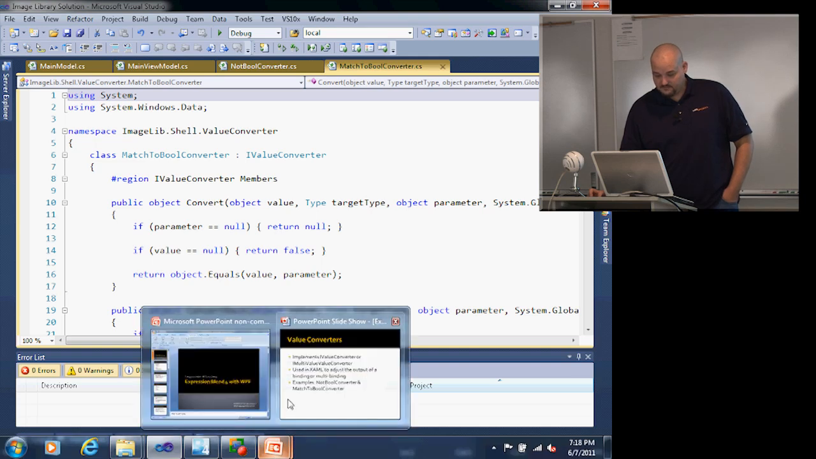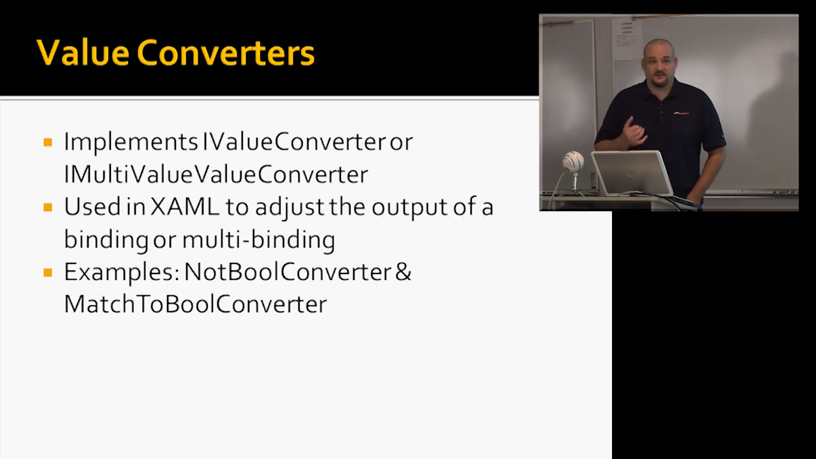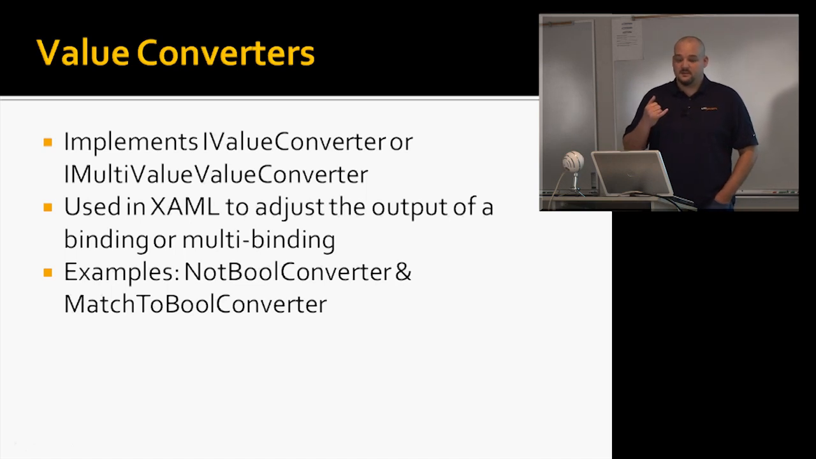Let me jump back here now. Besides IValueConverter, there's also IMultiValueConverter. The difference being, a value converter takes one input object to base its conversion on, whereas the multi-value does what it says. It can take in multiple inputs, so you could have a more complex criteria for what you're going to spit out.